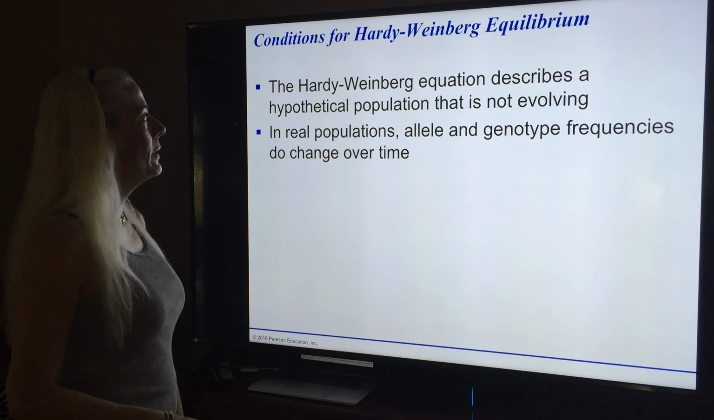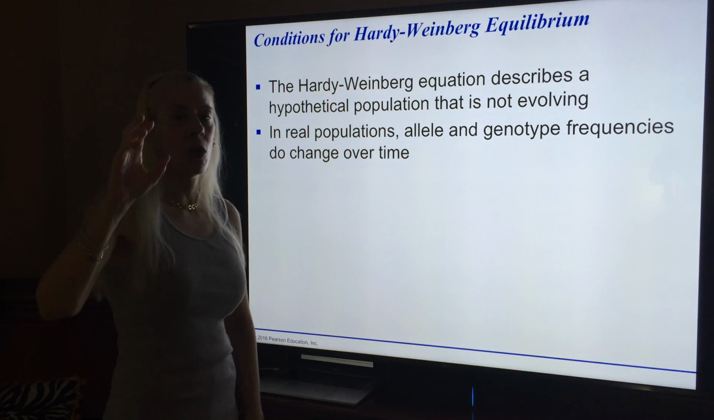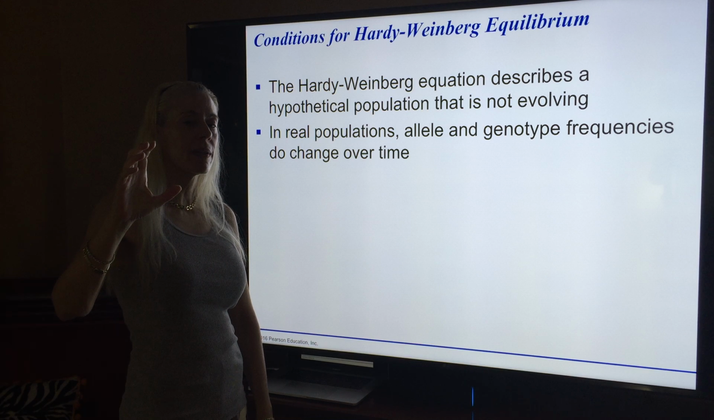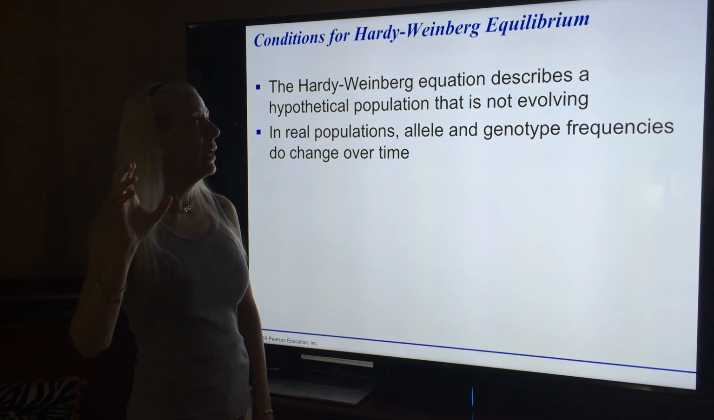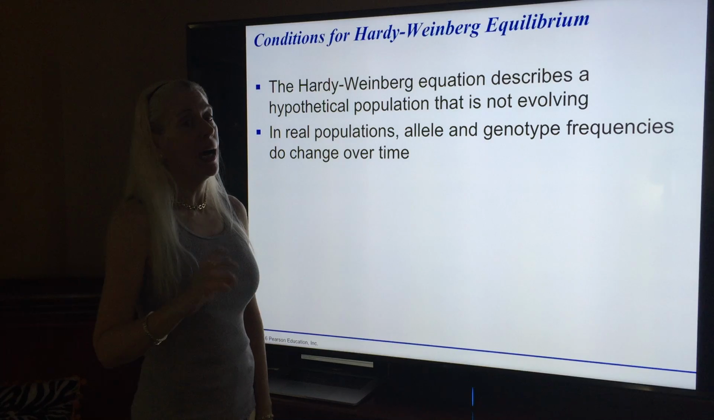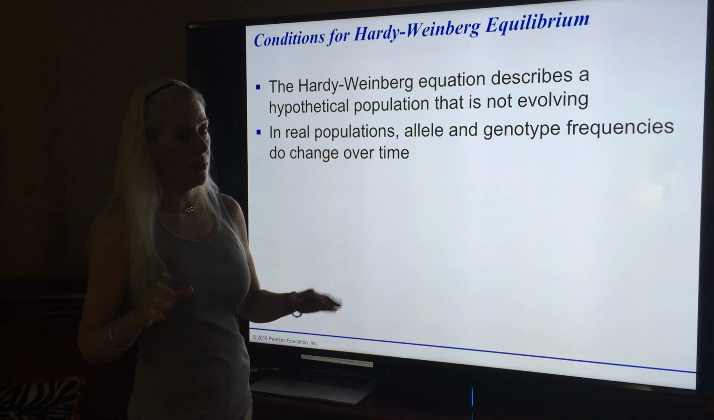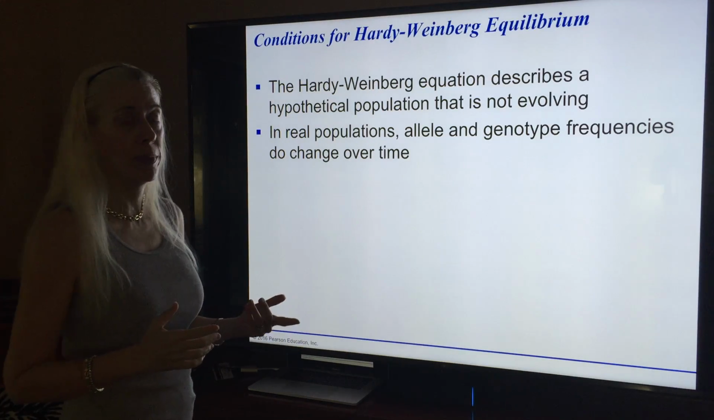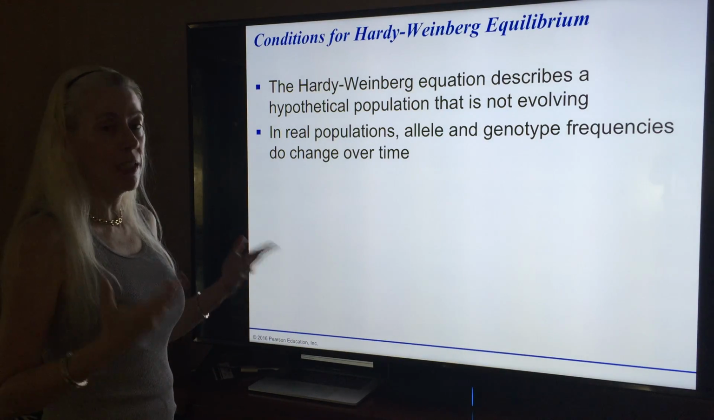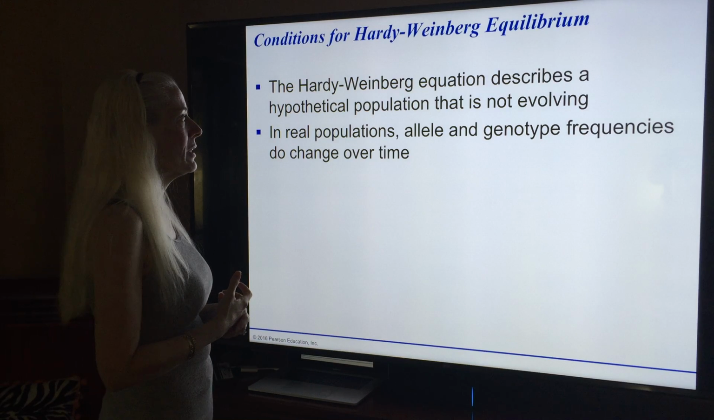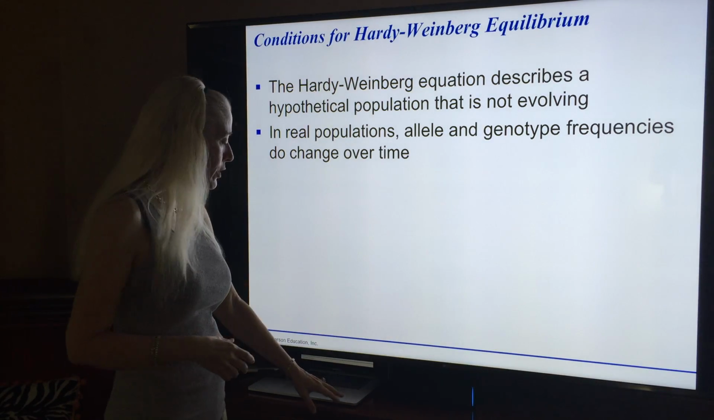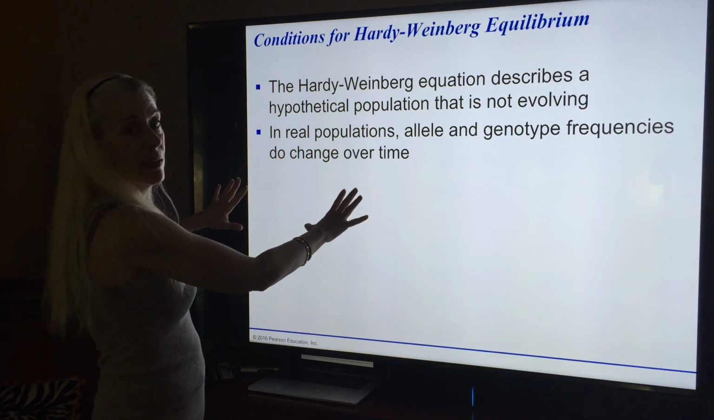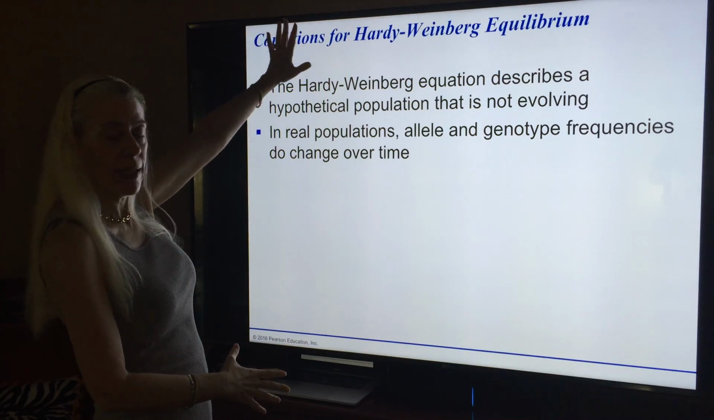Okay, so Hardy-Weinberg equation. So now you have Hardy-Weinberg equilibrium, okay? You have Hardy-Weinberg theory, you have Hardy-Weinberg equation. I use the terms, I mess them up all the time, but the equation is the actual one with, you know, p squared plus 2pq plus q squared equals 1. So in real populations, allele and genotypic frequencies do change over time. Yeah, we haven't reached equilibrium in any population.